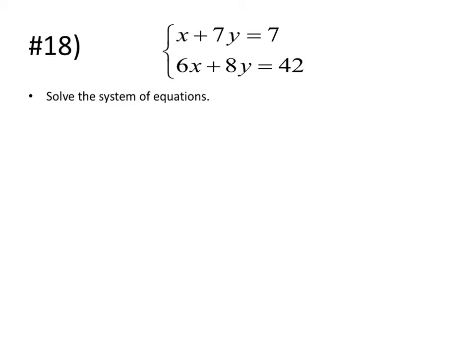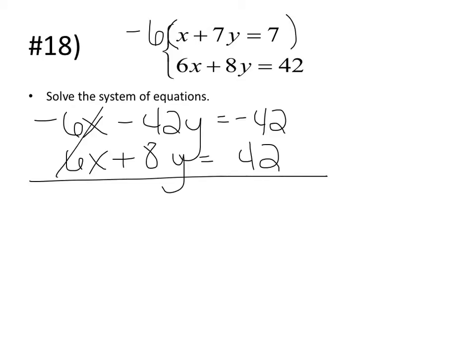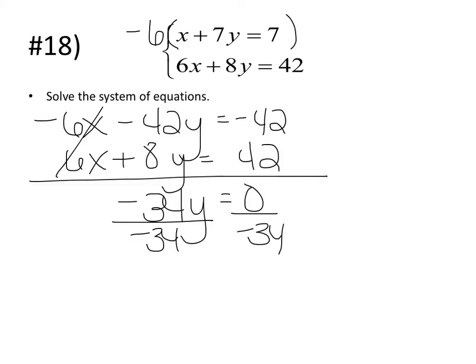All right, we've got x plus 7y equals 7 and 6x plus 8y equals 42. So I'm going to try to get rid of my x's by multiplying the top equation by negative 6. So I've got negative 6x minus 42y is equal to negative 42. Leave my bottom equation alone. So these cancel. Negative 42y plus 8y is negative 34y, which is equal to 0. Divide both sides by negative 34. You get y is equal to 0.